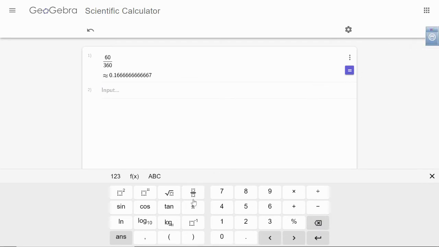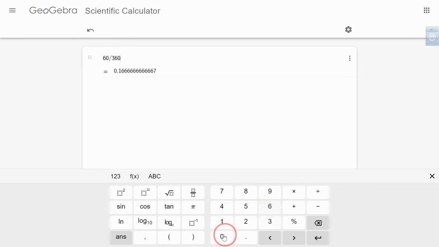Let's see. Why is this being weird for me? We've got to figure this out. So let's start this over. 60 divided by 360, and then times.